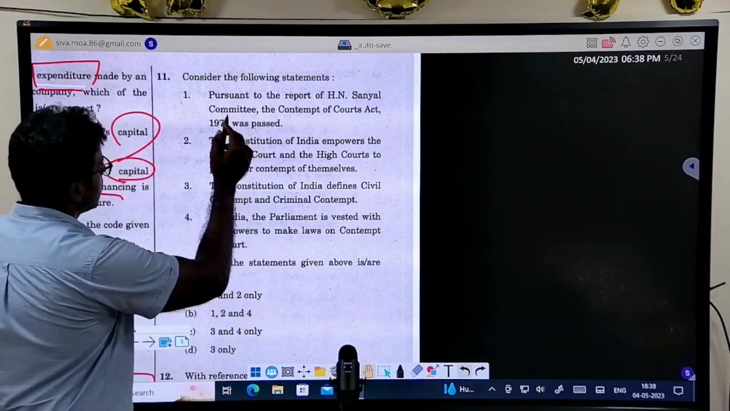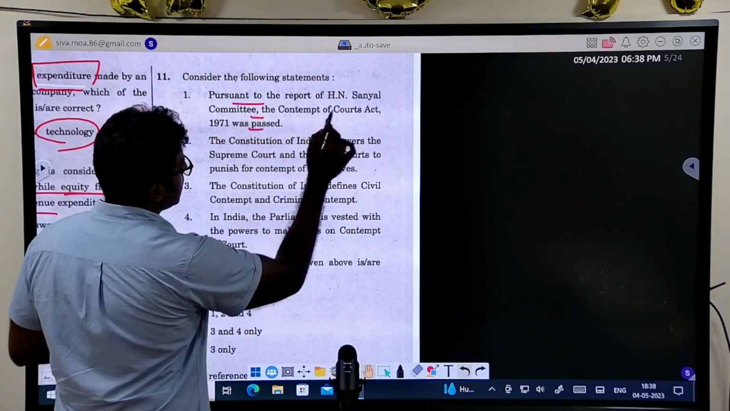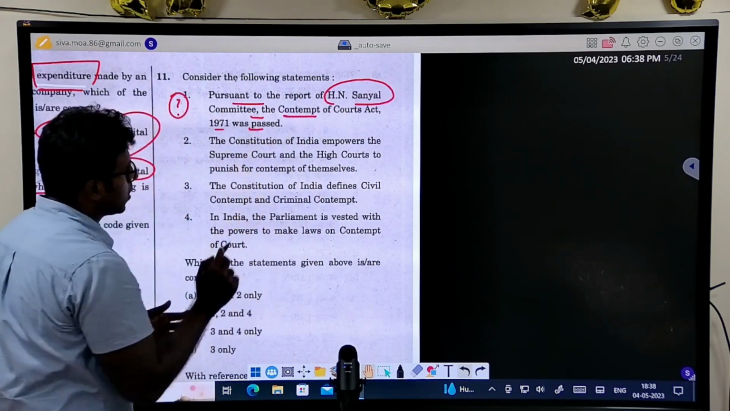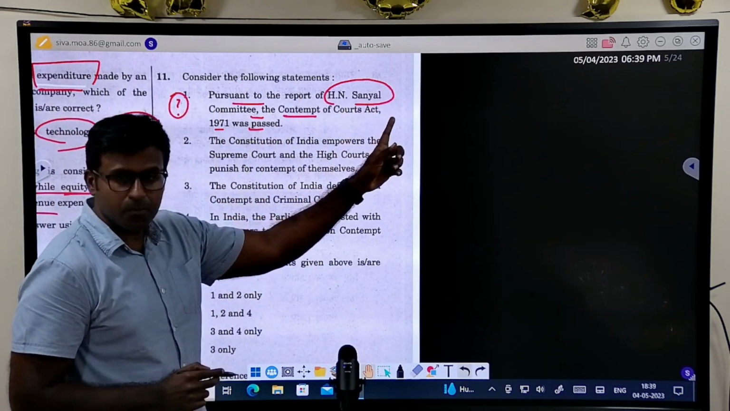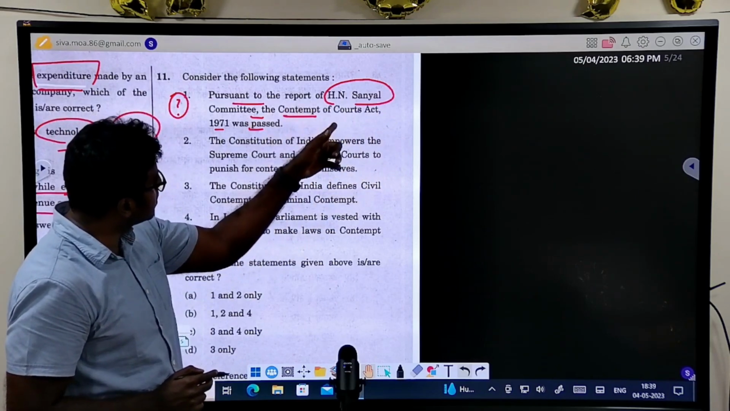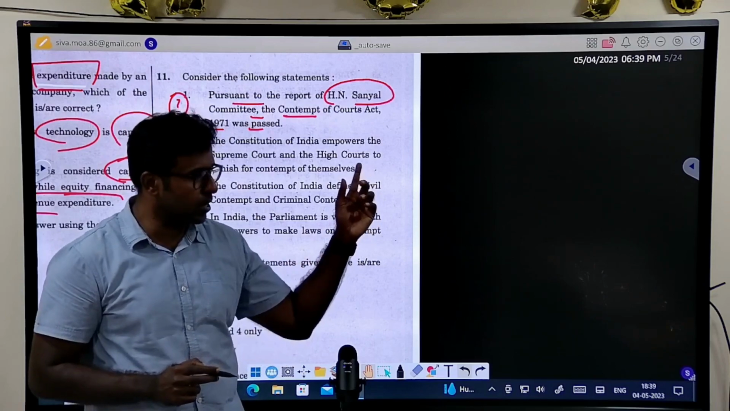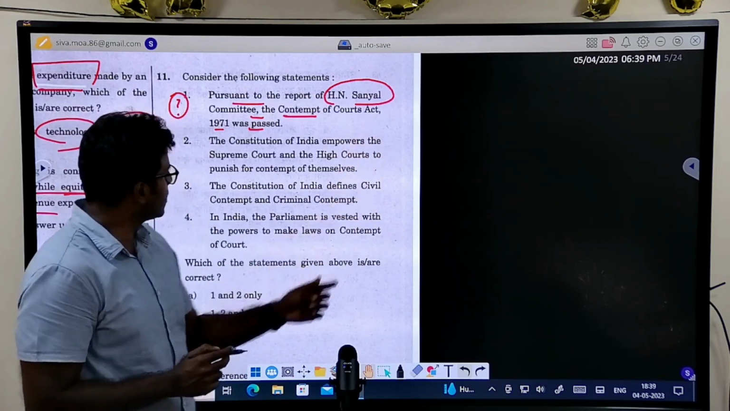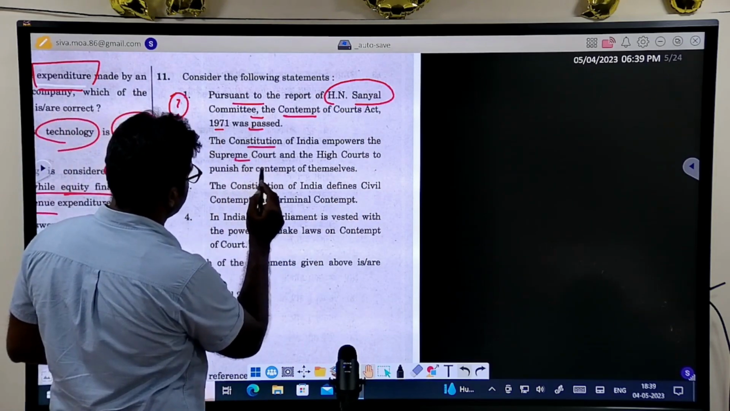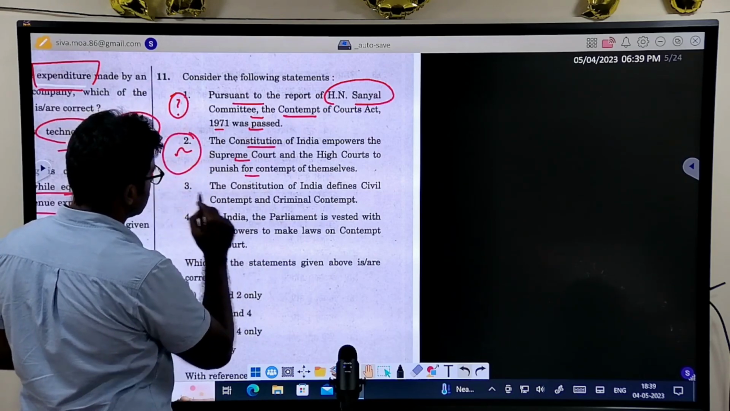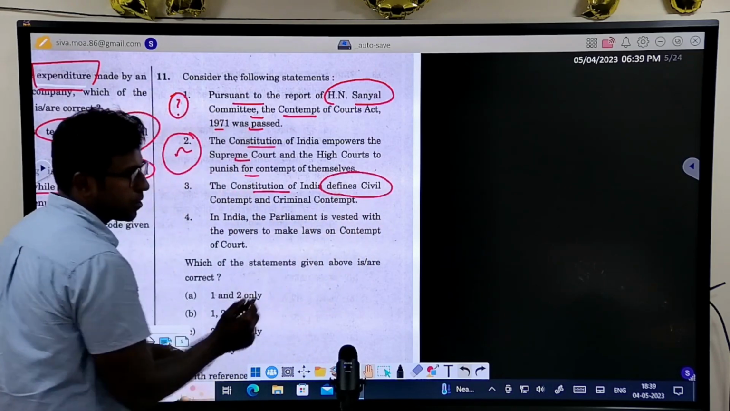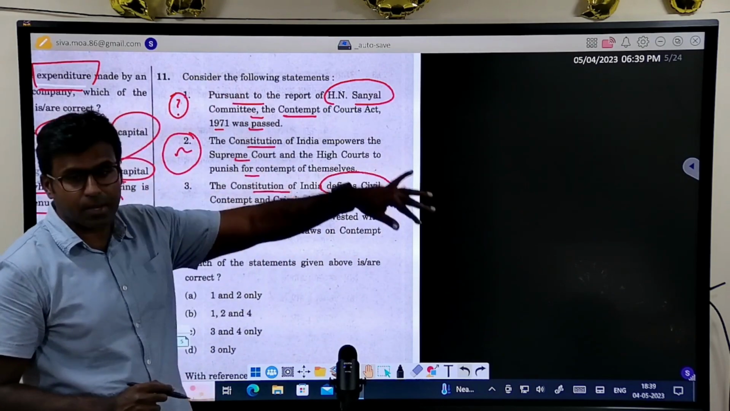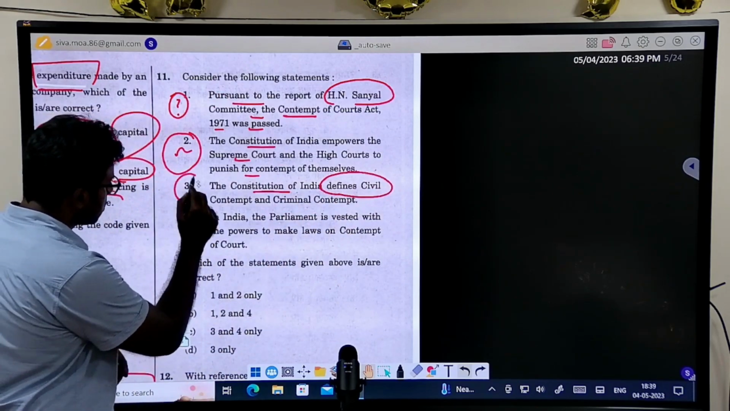See, I'll tell you this. Consider the report of H.N. Sanyal. I do not know whether this committee report is right. Contempt of court is okay, I know that. But how do you know this statement? We cannot make it. The Constitution of India empowers, this may be true. The Constitution of India defines, no. It does not define it anywhere. The definition is civil and is in some other place. It's not in the Constitution. So this I know for sure.